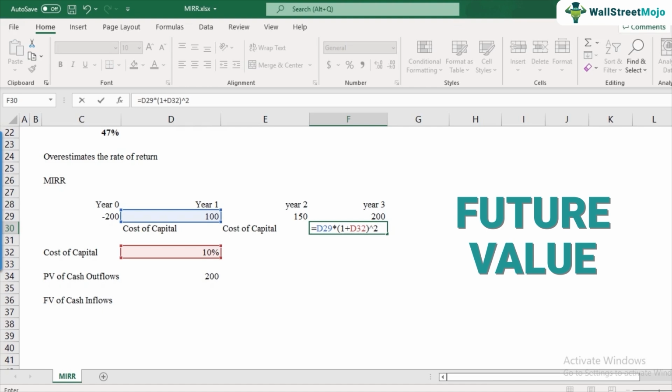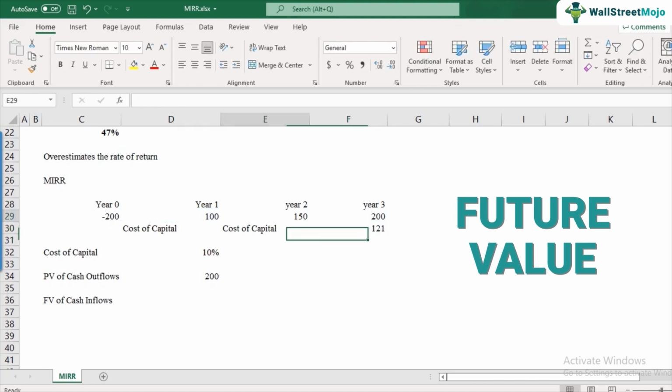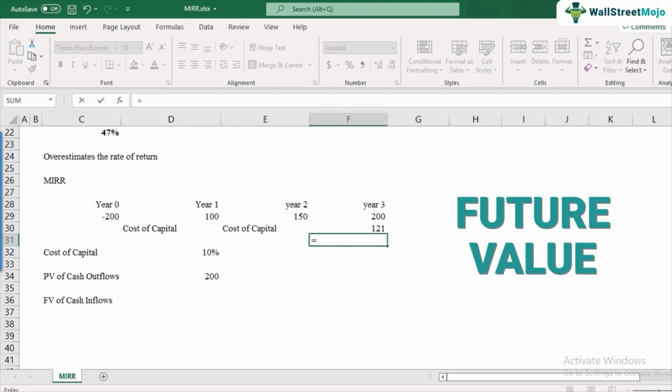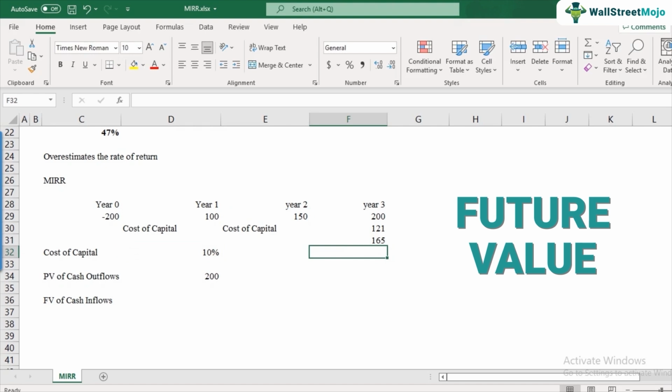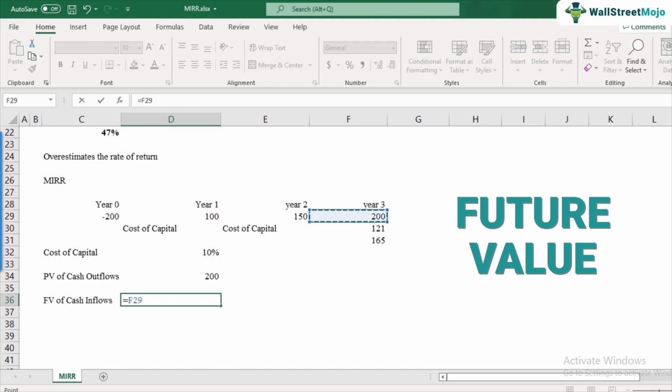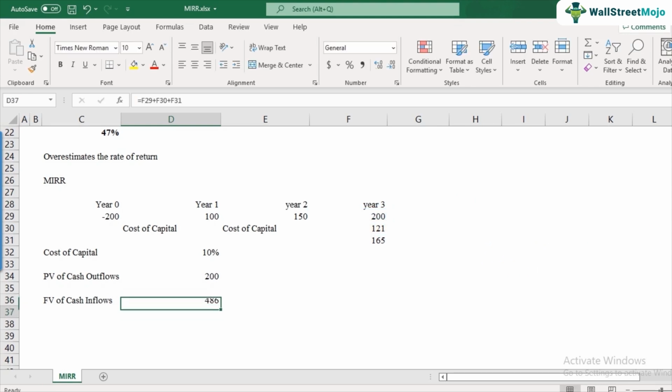So this is 2 years, right? So it gets compounded twice. What about this 150? So this will be equal to 150 multiplied by 1 plus 10% to the power of 1, because there's only 1 year left between year 2 and year 3, right? So the future value of cash inflows will be 200 plus 121 plus 165. Okay, so this is our future value of cash inflows.